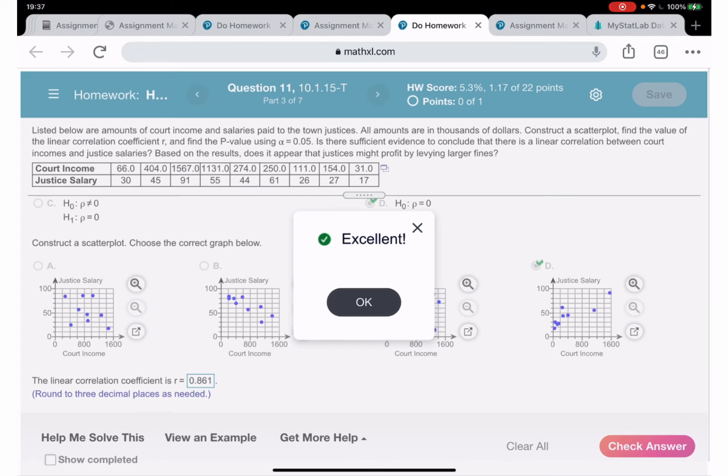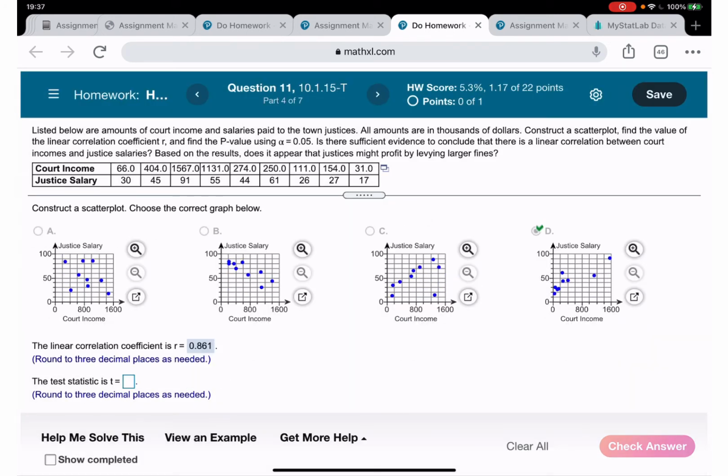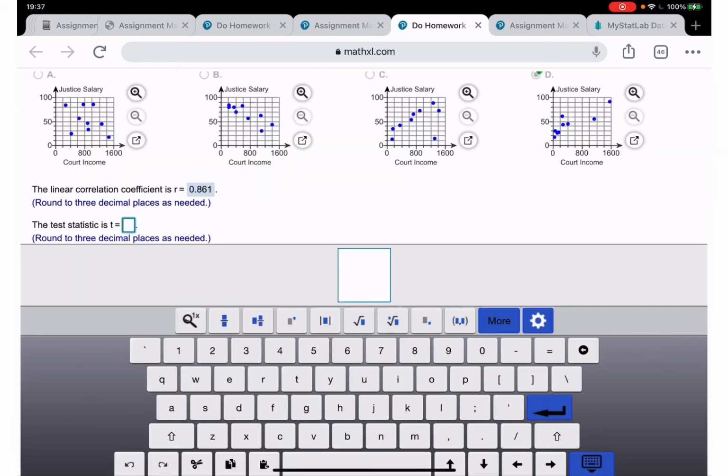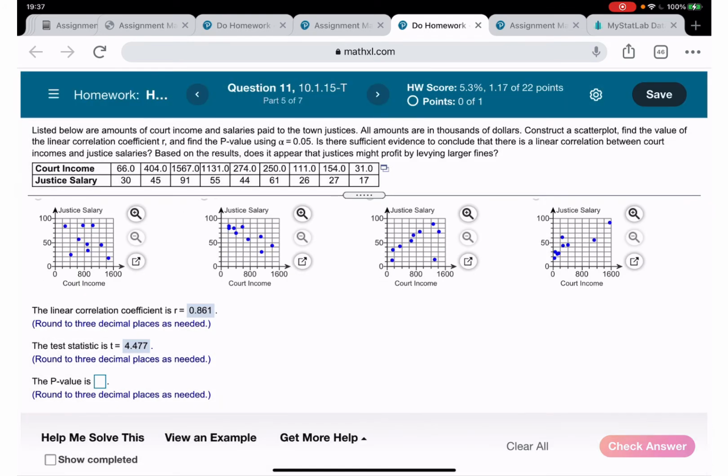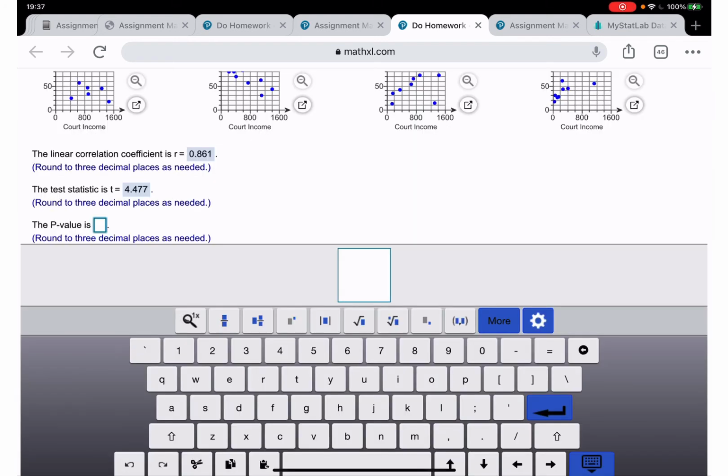Okay. T critical is going to be 4.477. How many decimals? 3. Okay, 4.477. And then p-value is 0. How many decimals? 3. Okay, p-value is going to be 0.002.